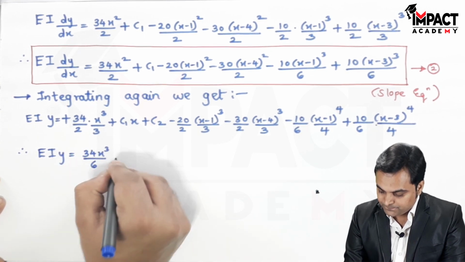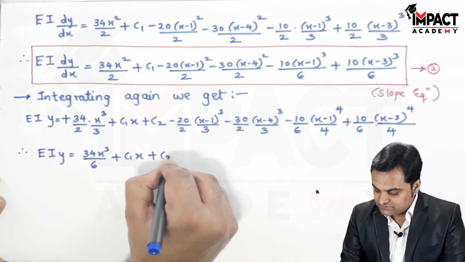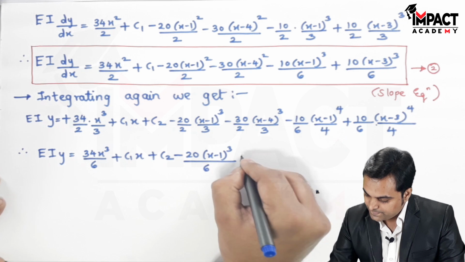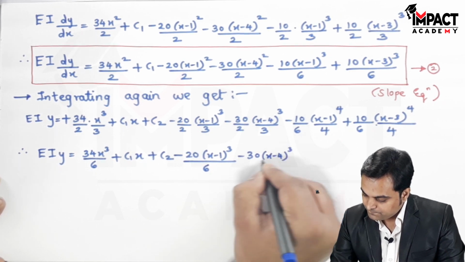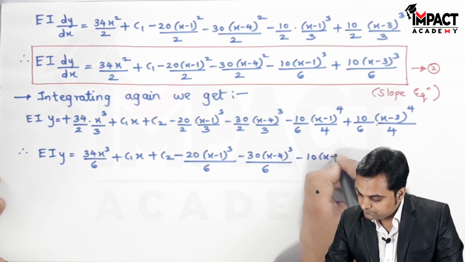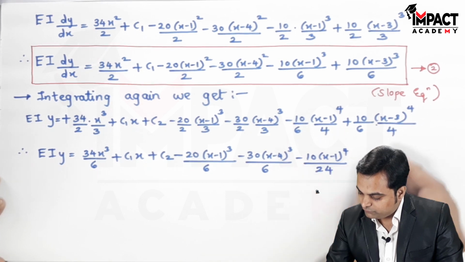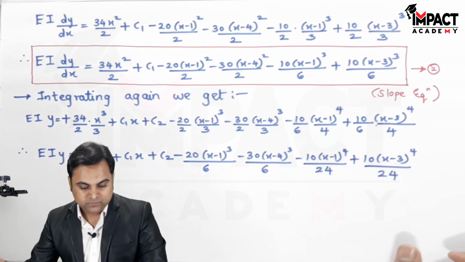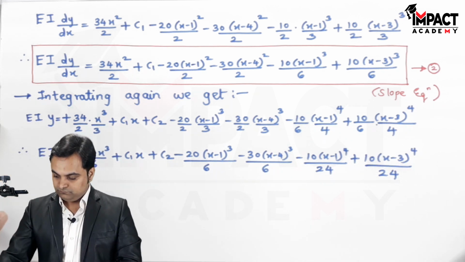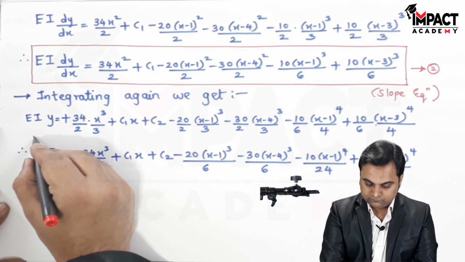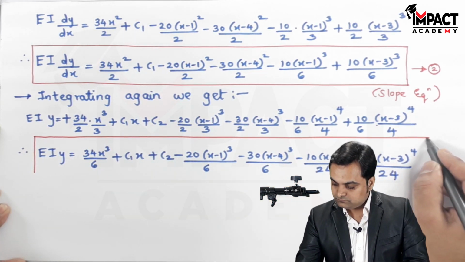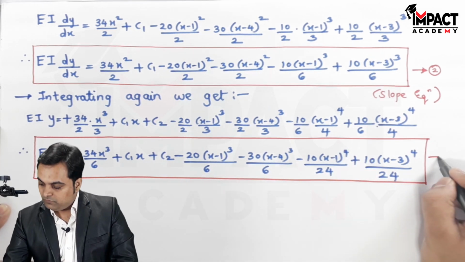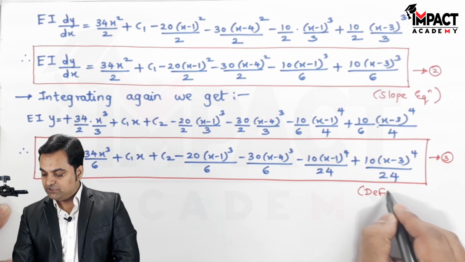34 x cube by 6 plus c1 x plus c2 minus 20 (x minus 1) whole cube. This is 6. Six into 4, that is 24, and on the other side also it is the same value. So here is equation 3 and it gives me the deflection equation.